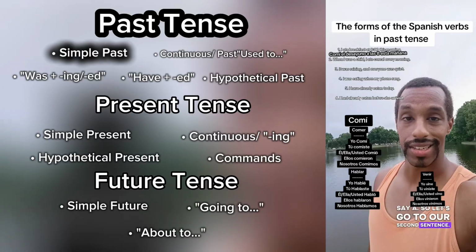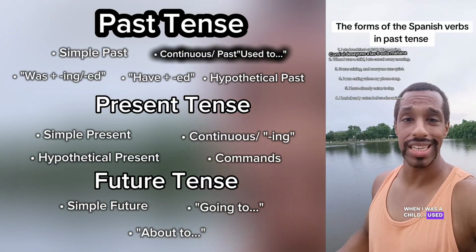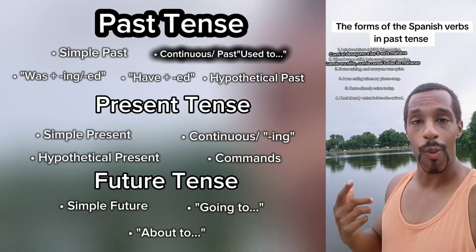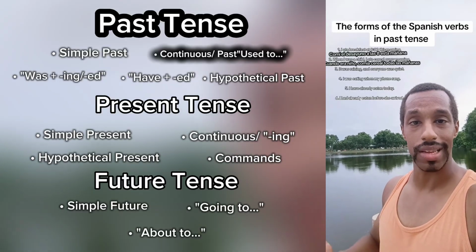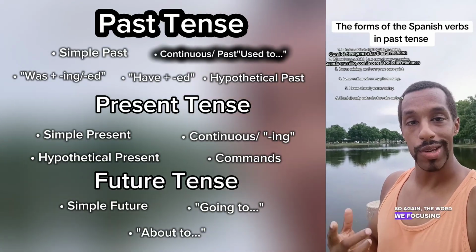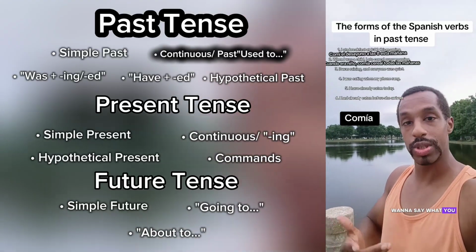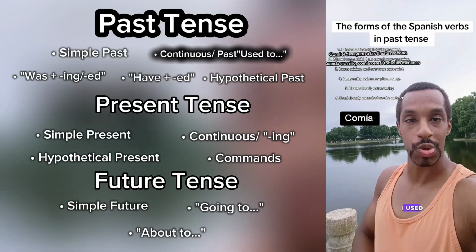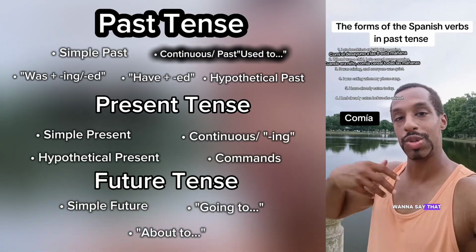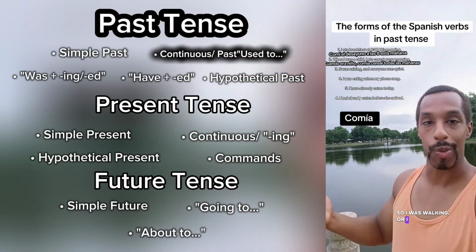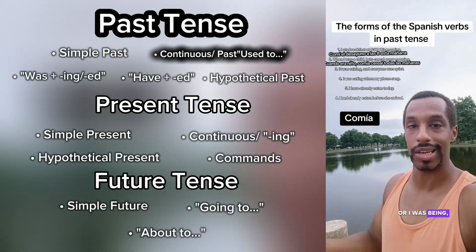So let's go to our second sentence. When I was a child, I used to eat cereal every morning. In Spanish it would be: cuando era niño, comía cereal todas las mañanas. Again, the word we're focusing on is comía. This form of the verb is used when you want to say what you used to do, like I used to do this, I used to do that, or when you want to say that you had a habit of doing something in the past. So I was walking, or I was talking, or I was doing, whatever.